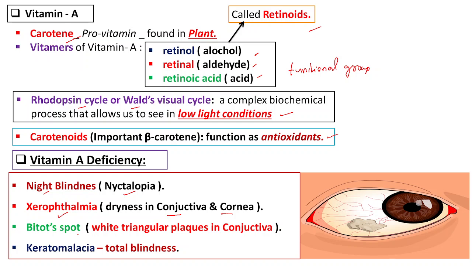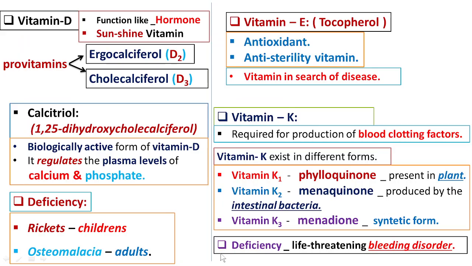Next one, Bitot's spot. This is a white triangular plaque in the conjunctiva. See here, these types of plaque occur in the conjunctiva, so-called Bitot's spot. Keratomalacia, in the sense of total blindness, is keratomalacia. These are the deficiency disorders. When vitamin A deficiency occurs in the human body, these diseases may affect human beings.